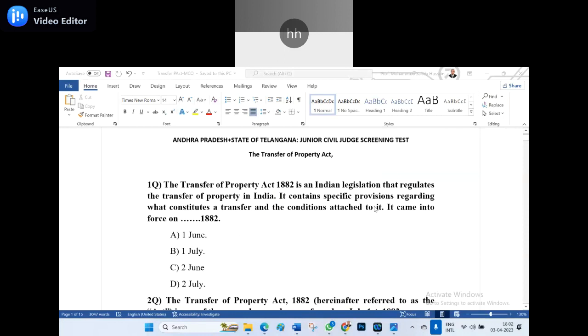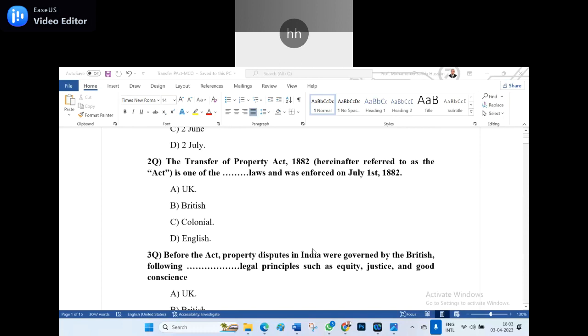Number one, question. The Transfer of Property Act 1882 is an Indian legislation that regulates the transfer of property in India. It contains specific provisions regarding what constitutes a transfer and the conditions attached to it. It came into force on dash 1882. A. 1st June. B. 1st July. C. 2nd July. D. 2nd July. B, 1st July is the right answer. It is the easy question I framed first.